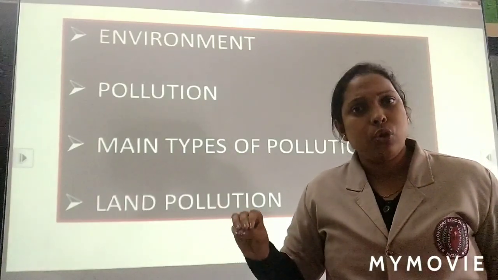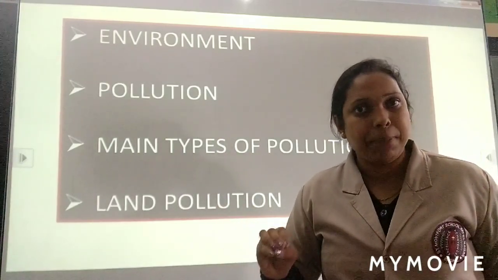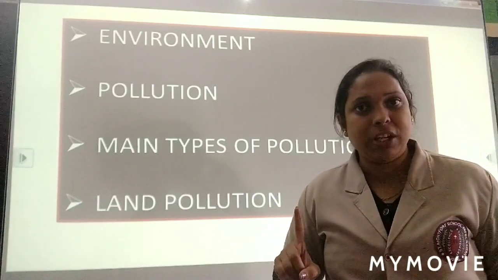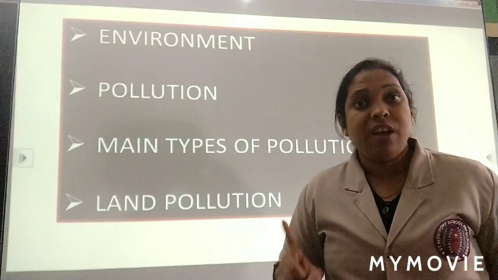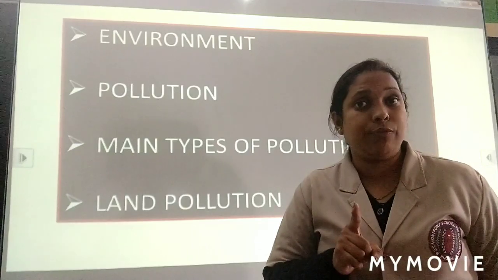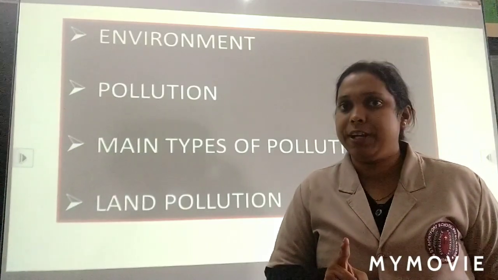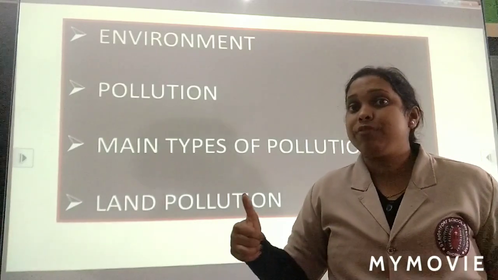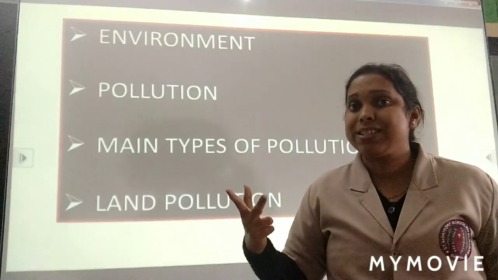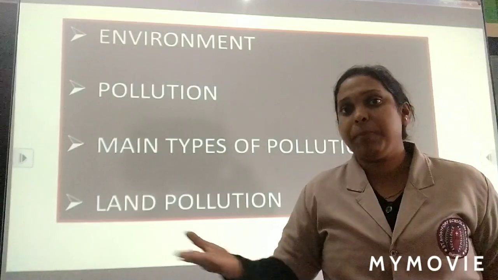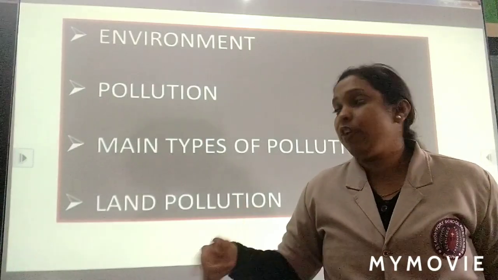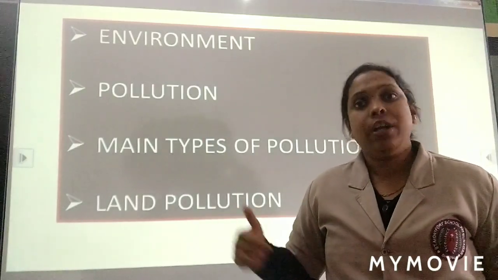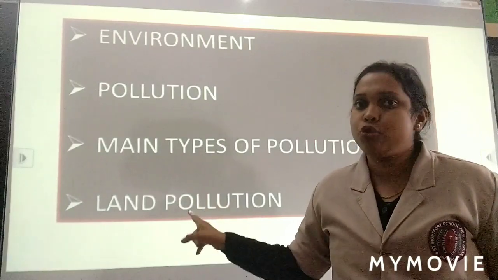Now, do you know the meaning of land? Everybody knows the meaning of land? Yes, we have studied different land forms also in the last chapter. There are different land forms that we have studied: desert, plateau, plains. Land means zameen. So if we are making the land dirty, it is known as land pollution.